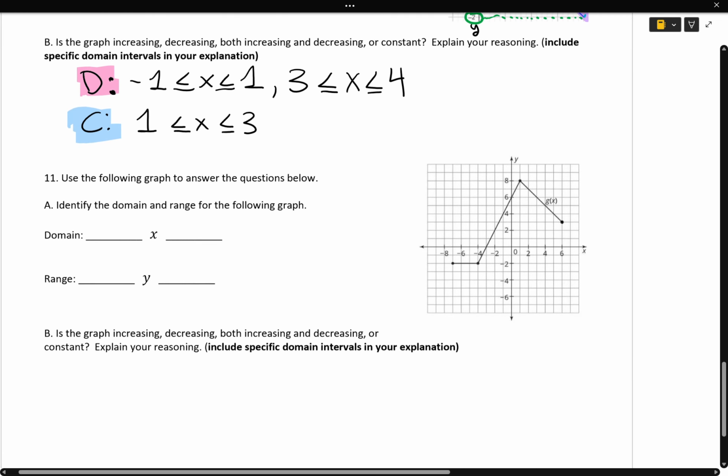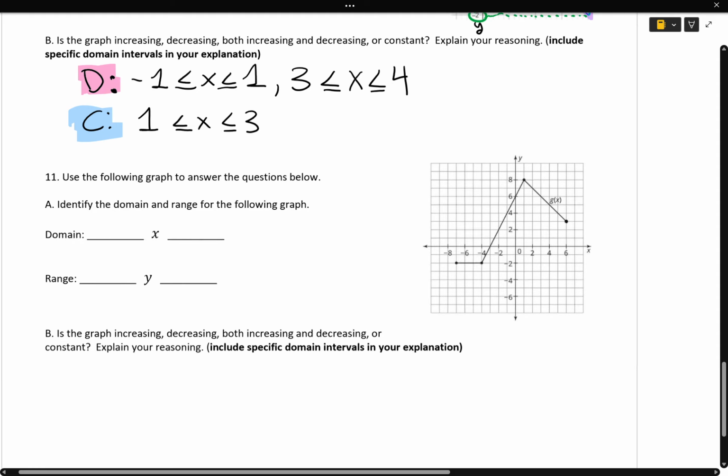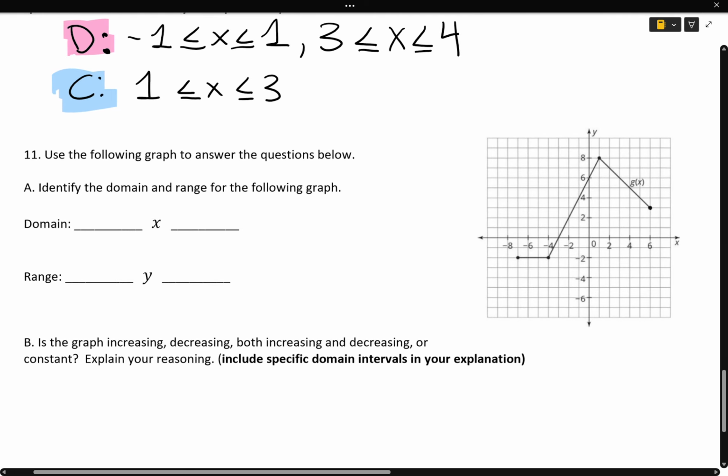All right, number 11. Let's do the same thing. I'm going to zoom in just a little bit more. Okay, domain and range. Domain goes left to right. Our domain starts here, so that's -7. And it ends right here at 6. Our range goes from bottom to top. The bottom of my graph is at -2. Doesn't go any lower than that. And it reaches the top at 8.